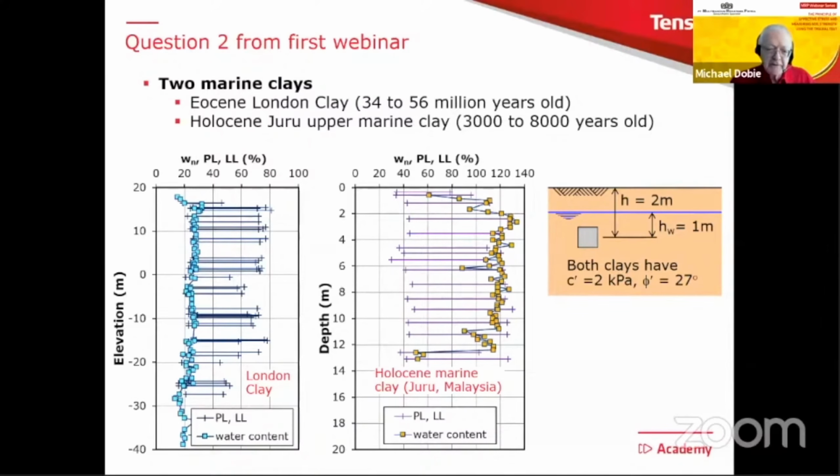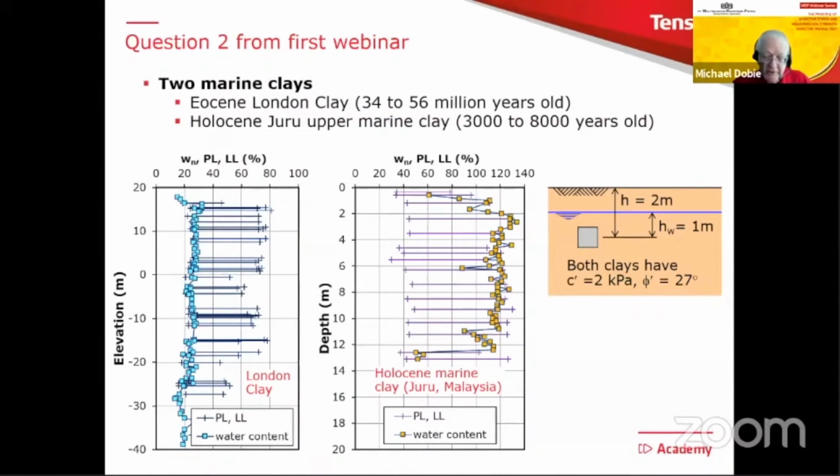This was again from the first webinar, and I had these two profiles of Atterberg limits and water content from two marine clays. On the left, with the blue colors, we have the Eocene London clay, which is very old. And in the middle of that slide, we have the Holocene Juru upper marine clay. Well, actually, that's the one we saw failing underneath the embankment at the beginning of this webinar, which is a very young clay.